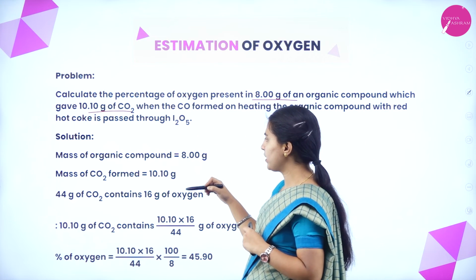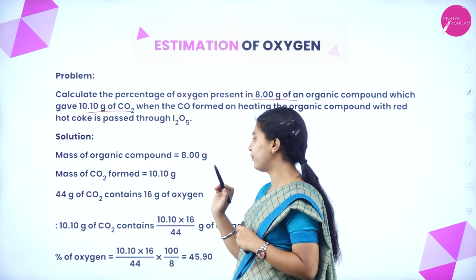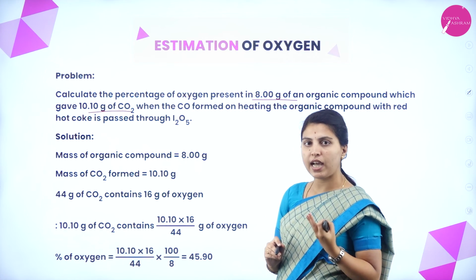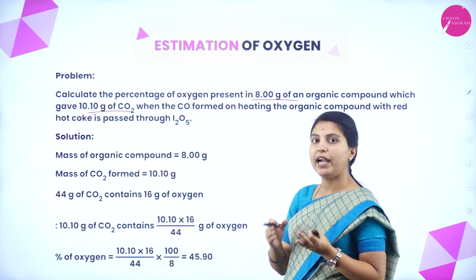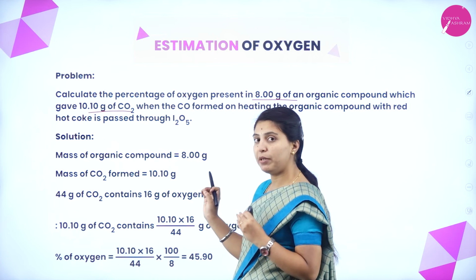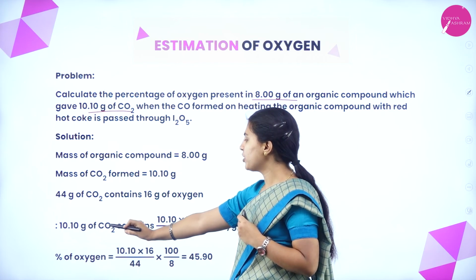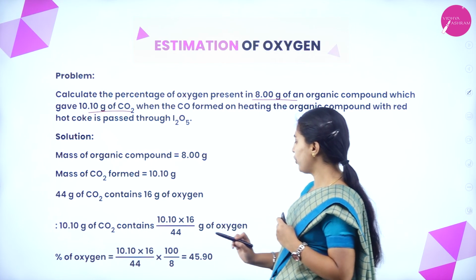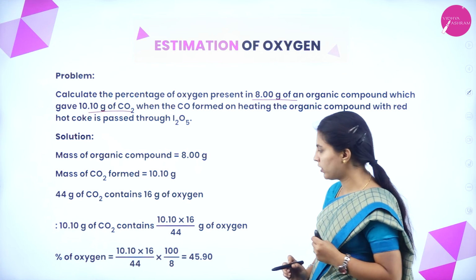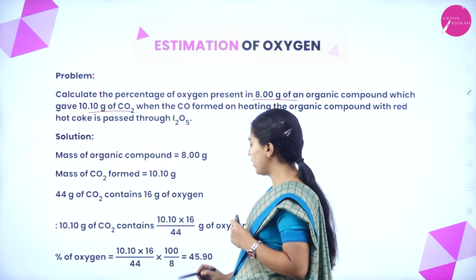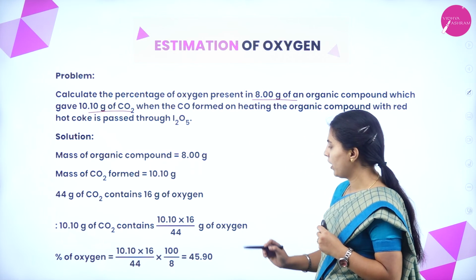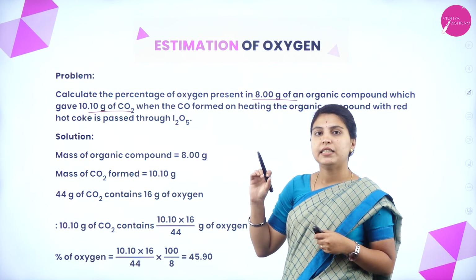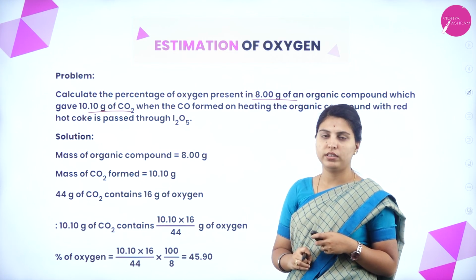In the given data you first have to write the mass of organic compound and the mass of carbon dioxide formed. This is one line you have to write everywhere: how much carbon dioxide, the molecular mass of carbon dioxide, and what is the atomic mass of the individual element which has to be estimated. And this much carbon dioxide contains 10.10 into 16 divided by 44 gram of oxygen. So, the percentage of oxygen will be 16 by 44 into 100 by M, that is 8, equals 45.90%. So, overall this is about the estimation of oxygen.